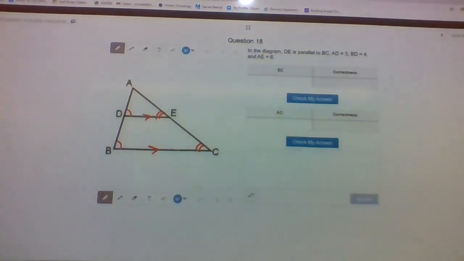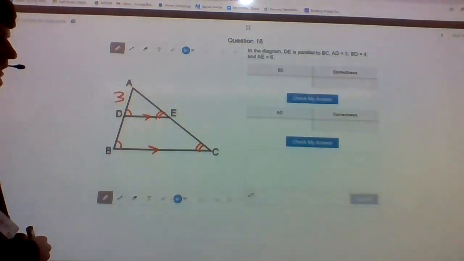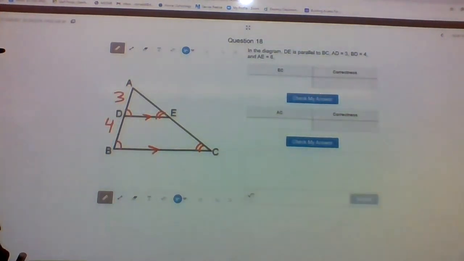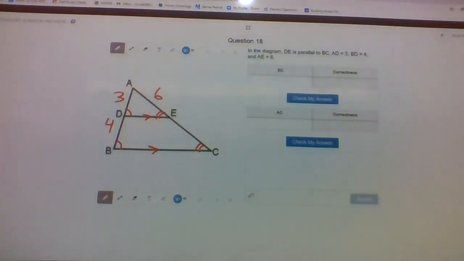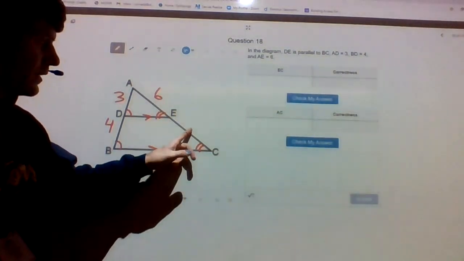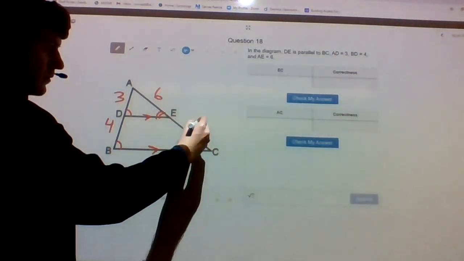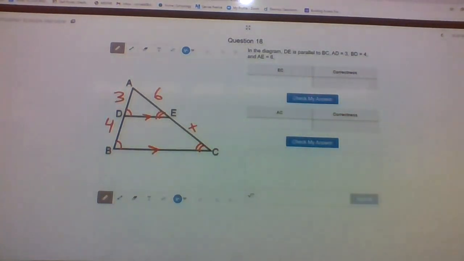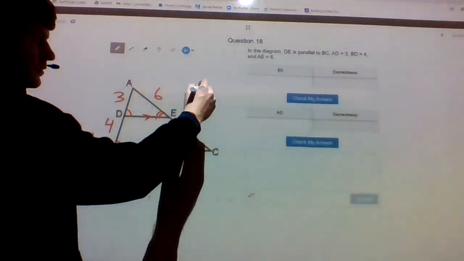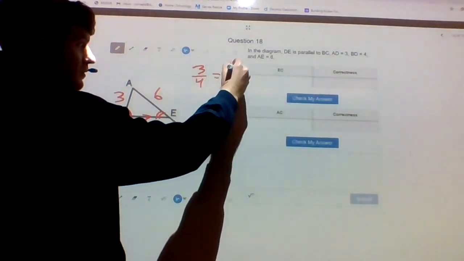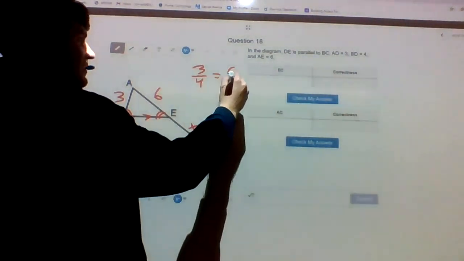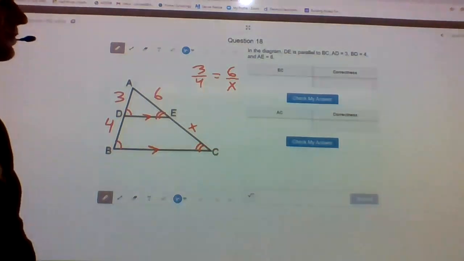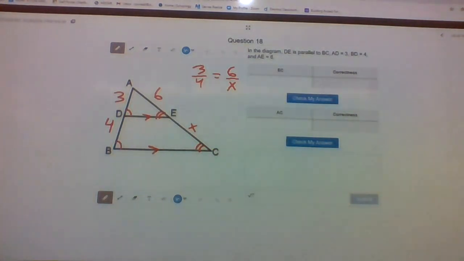Okay, AD is 3, BD is 4, AE is 6. So again, two ways. You can try and find this piece here. So you could do 3 over 4. You know, 3 is to 4 as 6 is to x. Right? And you could solve it that way.